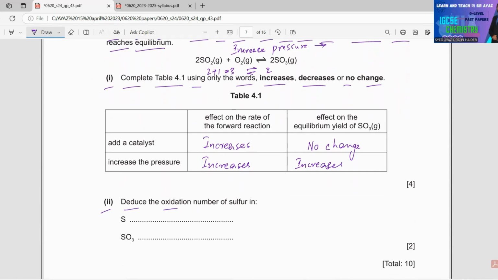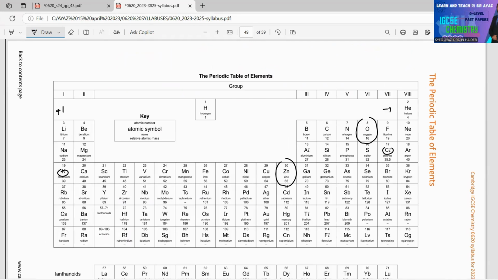Number 2, deduce the oxidation number of sulfur in S. S is carrying no charge, so I will write 0. What about SO3? S is below oxygen in group 6. So oxygen must be more electronegative than S. So the oxidation number of oxygen is -2.